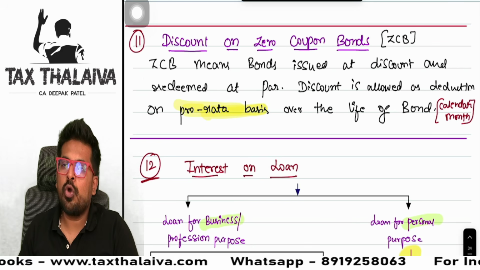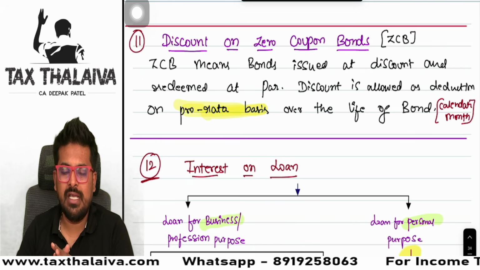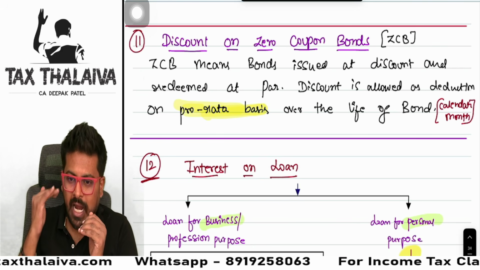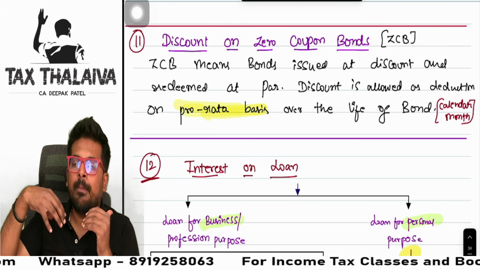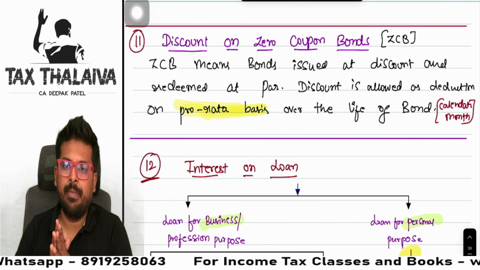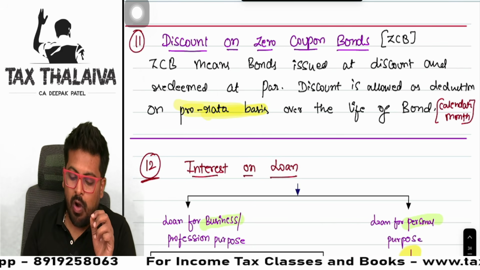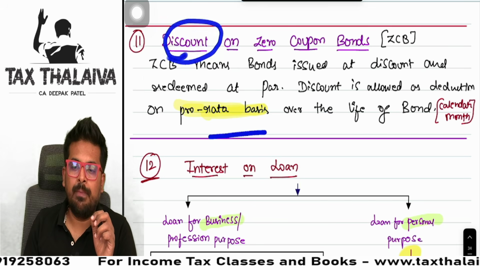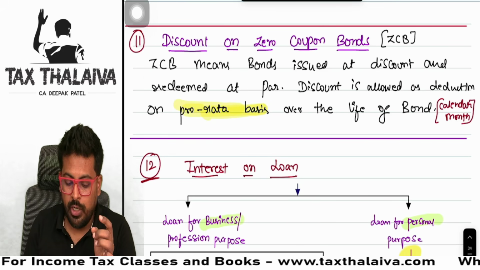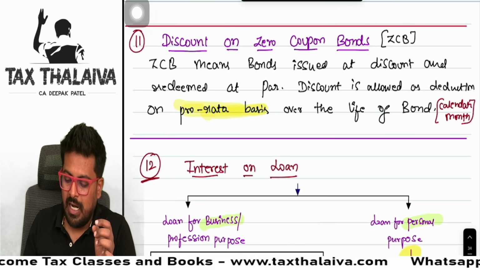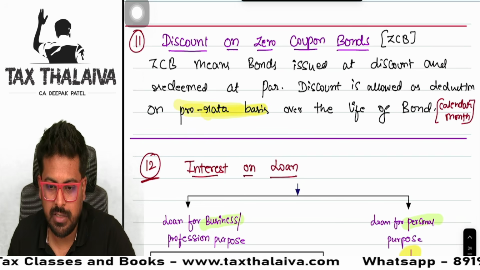Now, discount on zero coupon bond. A lot of times a zero coupon bond is issued at a high discount, but later, at the time of maturity, it is redeemed at face value. In that case, whatever discount is there will be allowed in the hands of the company issuing the zero coupon bond on a pro rata basis, and that too based on calendar month.